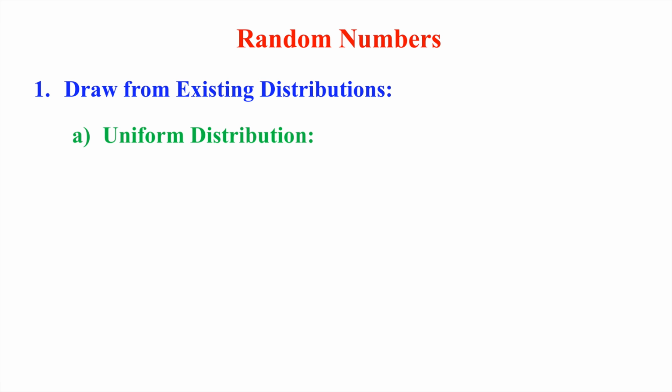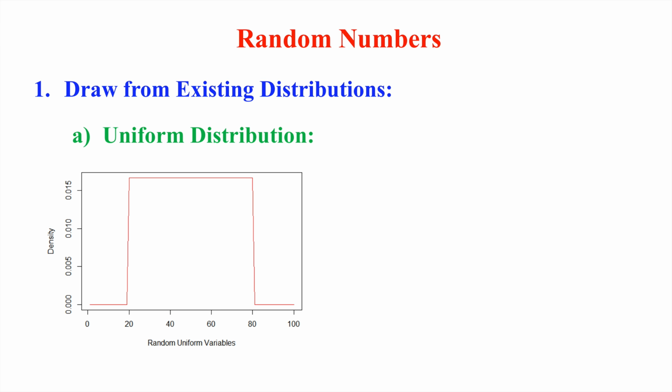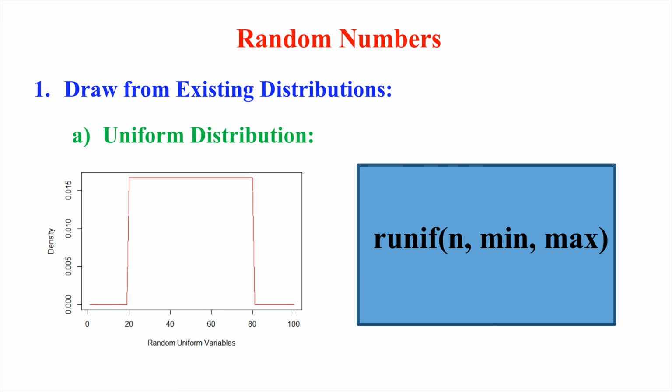The name of the distribution is quite appropriate because essentially every value between a specified minimum and maximum value has an equal probability of occurring in the distribution. So this graph here, for instance, represents a uniform distribution whereby every number between the minimum value of 20 and the maximum value of 80 has an equal density, an equal probability of occurring. The function in R that allows us to draw random numbers from this distribution is the runif function.